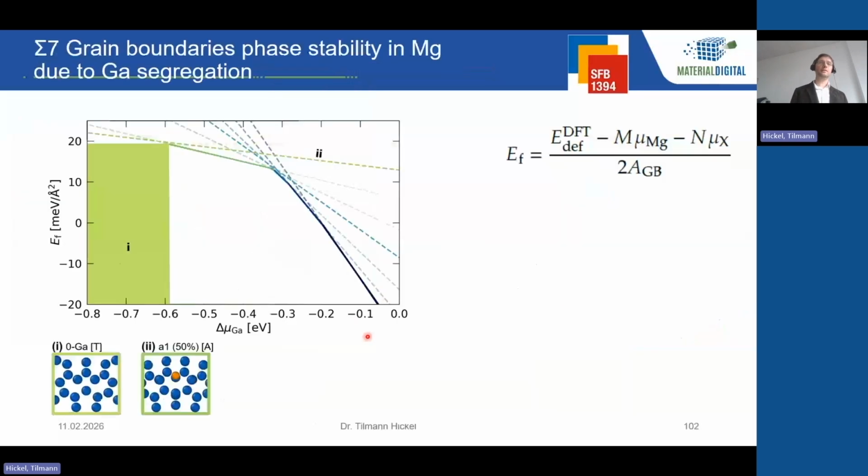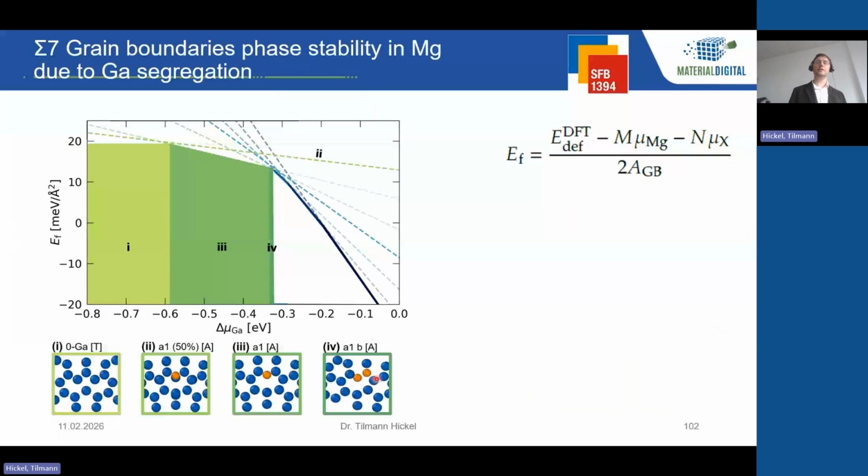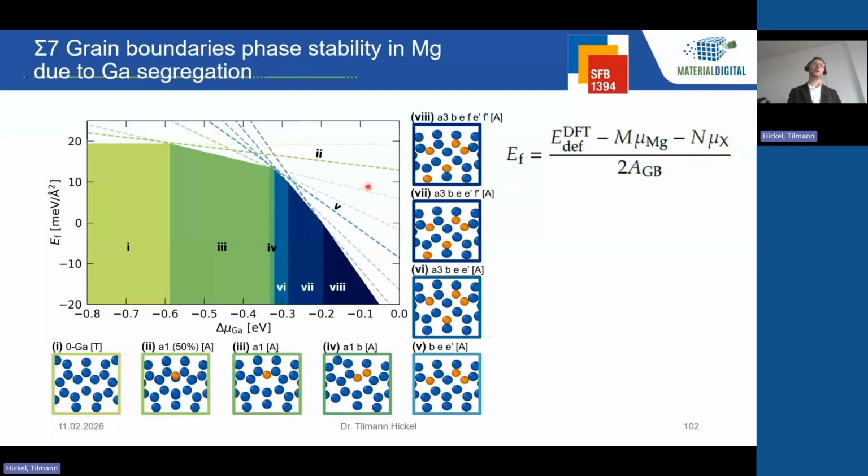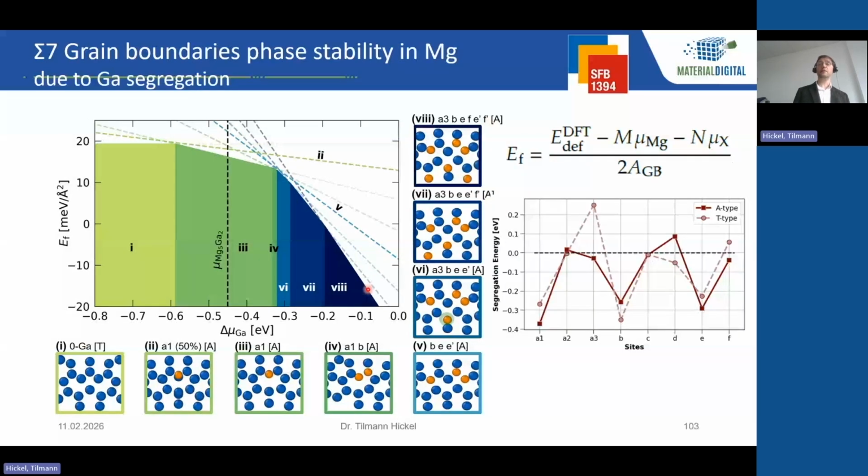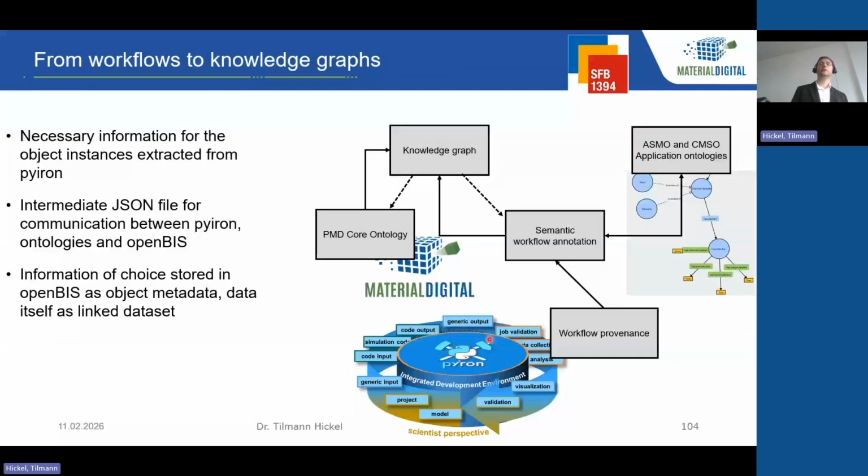Very quickly, material science is then for different atomic configurations. We get different energies. It's the formation energy of the grain boundary for different chemical configurations. You can collect this in these kinds of diagrams. It tells you under which gallium content, in this case, what kind of configuration is stable. And this is our map of possible scenarios. And we combine this now with the knowledge from experiment. So we have all the setup to allow that what we do with workflows is in a proper way semantically annotated.